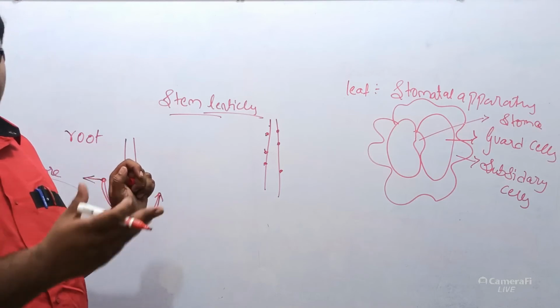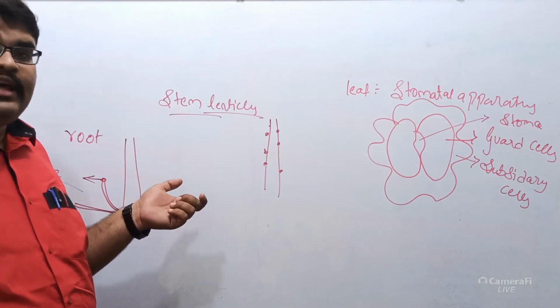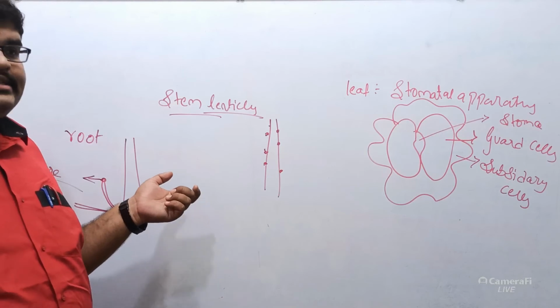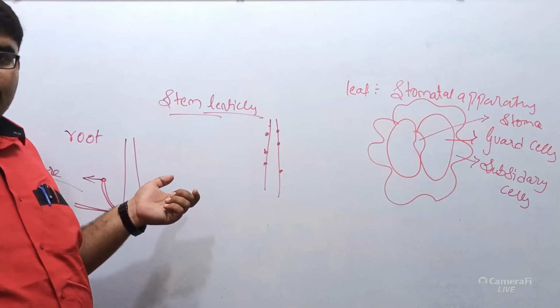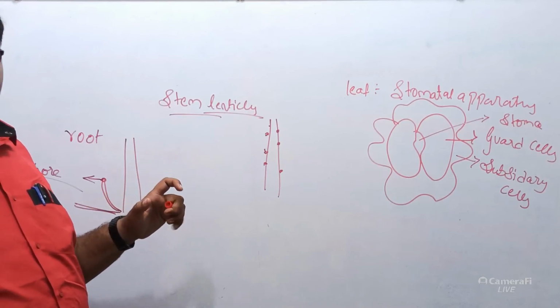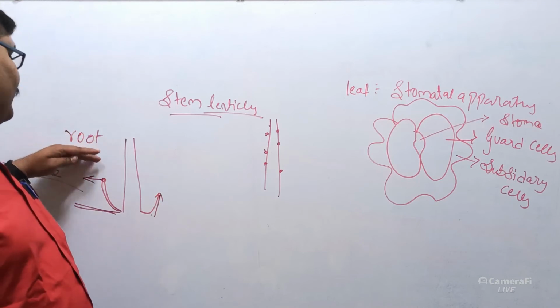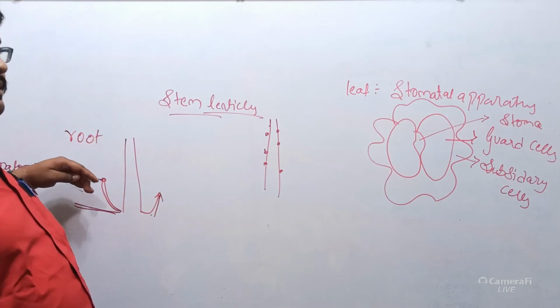Apart from that, several groups of epiphytes, that is plants which live on other plants, like orchids, are usually found growing on the stem or branches of different trees. They also exchange their gas directly from the atmosphere through the roots. So through root we have the nematophores in some plants.